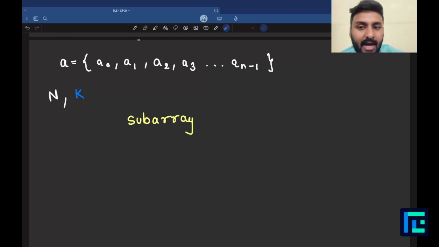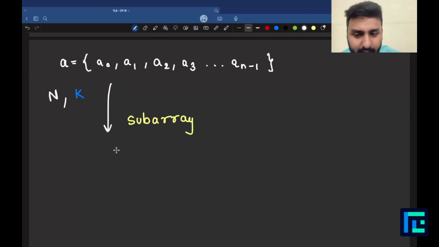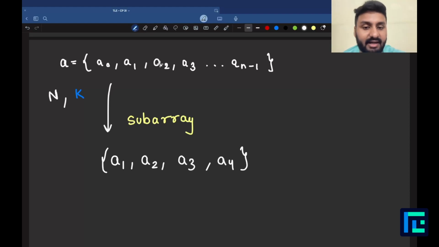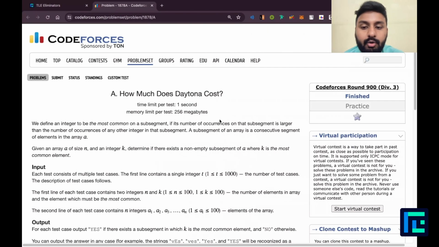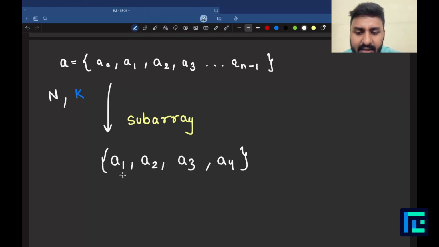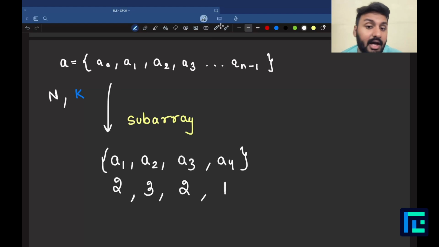Now in a subarray, of course, there are going to be some elements. So let's say I pick up this subarray: A1, A2 and A3, and let's say I pick up one more element, A4. So this is the subarray, or subsegment rather in their meaning, I have extracted out of the main array. Now in this subsegment, of course, there's going to be an element which has the maximum frequency or the maximum number of occurrences. So it can be anything. Let's say A1 was 2, then A2 was 3, A3 was 2 again, and then this was 1. So you know very well that over here, the maximum frequency occurring element is actually 2.